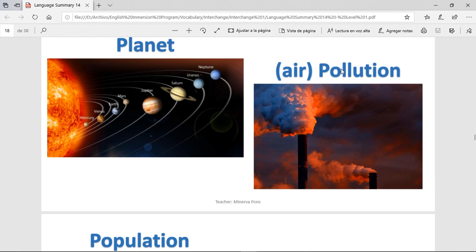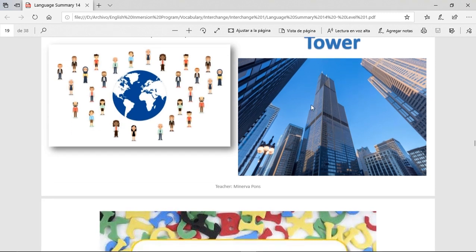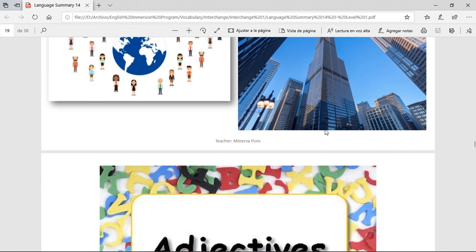Okay, we have pollution. In this case, air pollution. It's the contamination of the air. We have population. It's all the inhabitants of a particular place. The population of the planet Earth is 7+ billion human beings. That is a lot of people. In the Dominican Republic, we have 11+ million Dominicans. Okay. We have a tower. This is a tower. It's a really tall building.